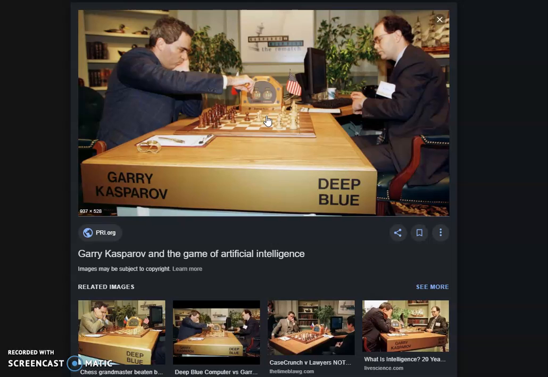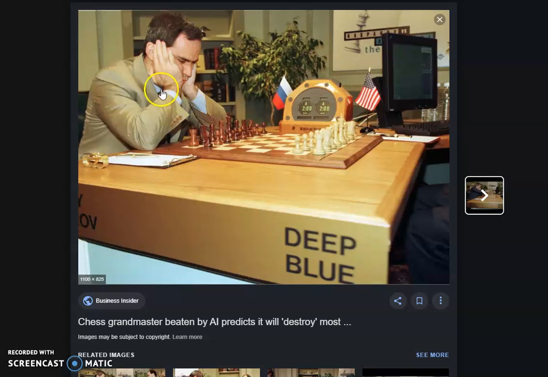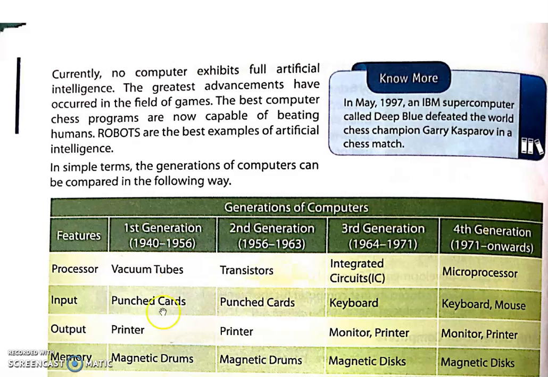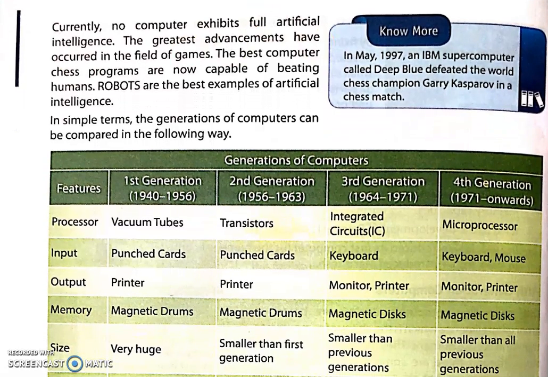move the chess piece. So, like I discussed earlier, no computer in the world right now can do anything all by itself. It still needs human help. Here you can see another photo, Garry Kasparov and Deep Blue. They are playing together. But even Deep Blue needed help from a human being. So till now, there is no computer in the world which has gained complete artificial intelligence.